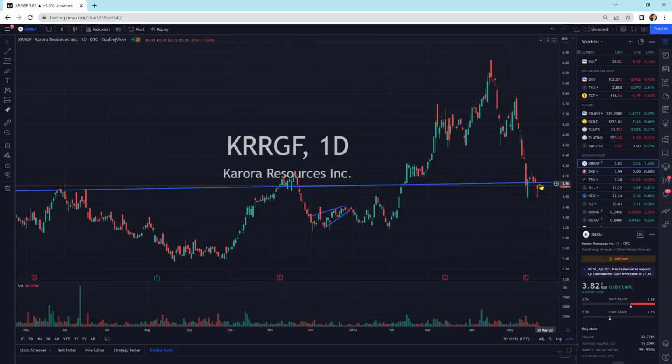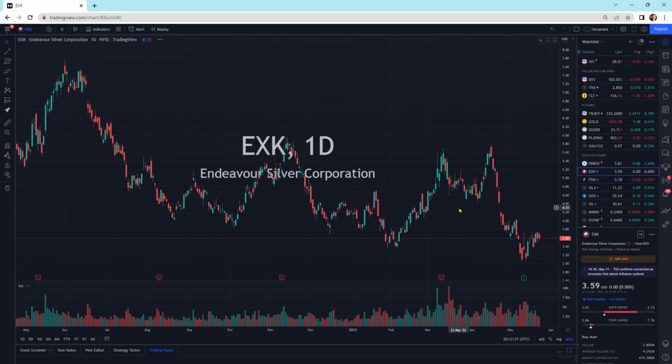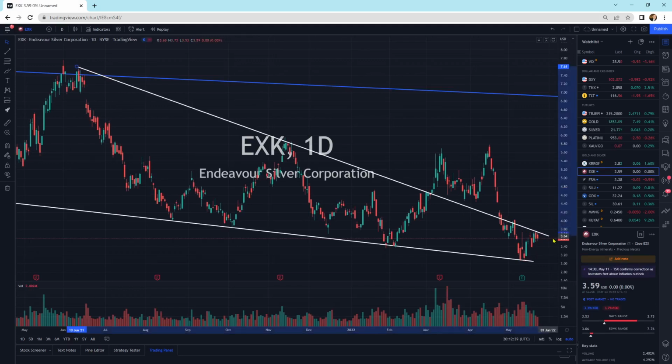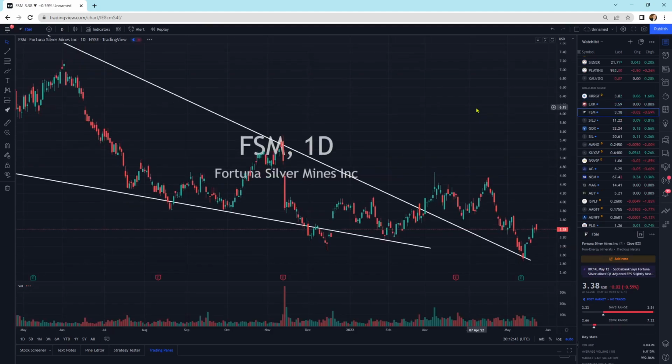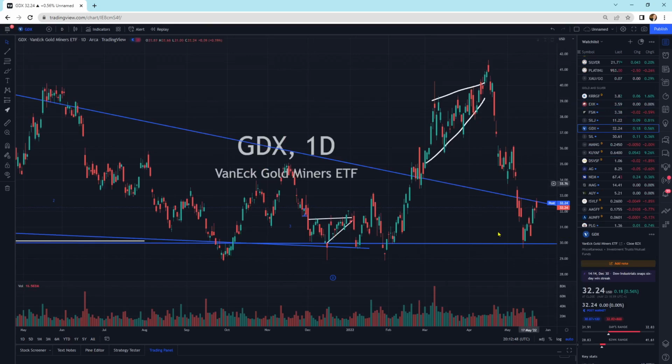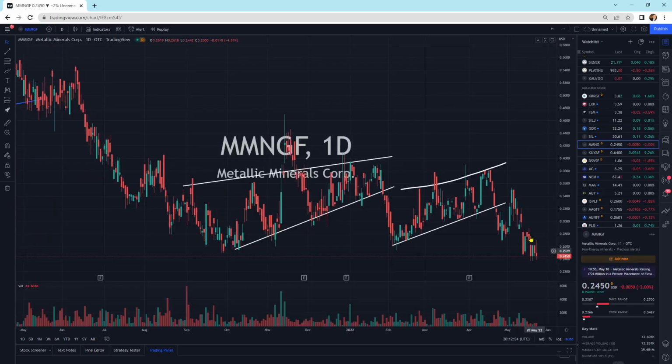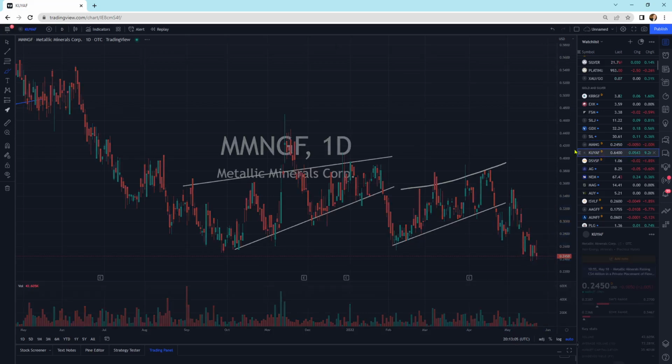Karora Resources right at support, looking like it's holding there. EXK just moving sideways today. Nothing really to talk about. It's right at that resistance line. Fortuna Silver Mines just moving sideways, but above its pattern. This has bounced off support coming up to resistance in GDX. We've got Metallic Minerals looking like this is basically a wedge forming where we're probably going to break to the upside, perhaps. But that's that little wedge that's forming there.